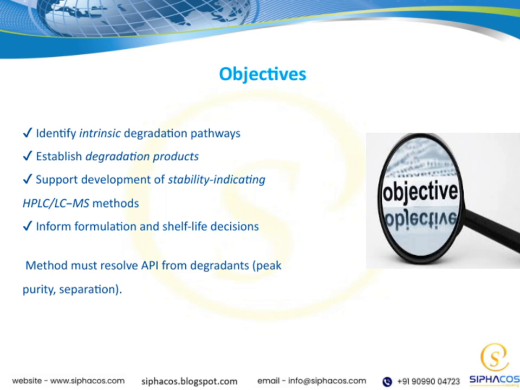Another key point is supporting the development of stability indicating methods, particularly using HPLC or LC-MS techniques. These methods are essential because they help us reliably detect and quantify our API and its degradants, even in complex mixtures. The method must be able to resolve the API from its degradants, so we need good peak purity and separation. Finally, these insights inform our formulation decisions and help us determine the appropriate shelf life for the product. By understanding degradation pathways and products, we can optimize formulations and storage conditions to maximize stability.